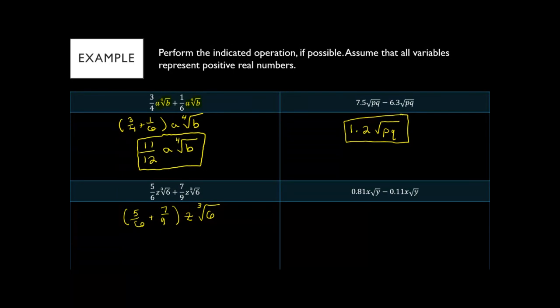And then this is going to be an improper fraction. It comes out to 29/18. Just gross, but that's why we have calculators. And then that's a z. And I always make sure my z looks different from my 2. And then it is a cubed root of 6.